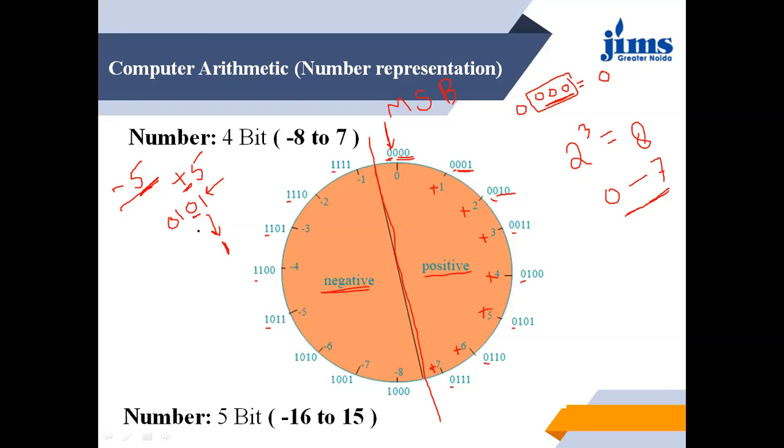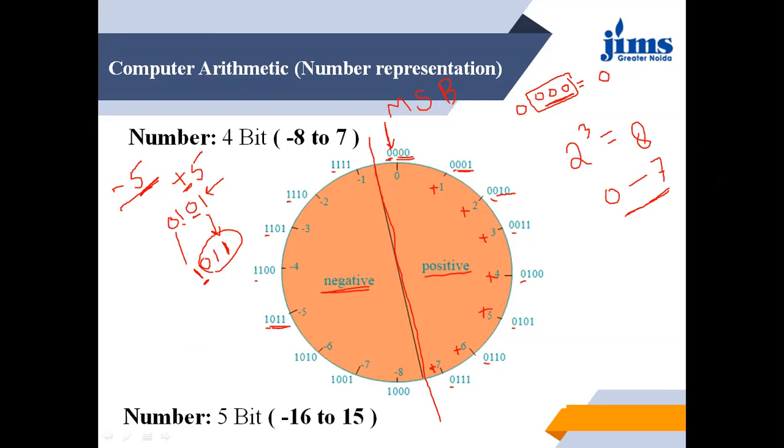So instead of 0, now it is 1. Instead of 1, it is 0. And instead of this 0, this is 1. So from here also you can see that this tells us this is a negative number. And this is the representation of -5. You can confirm this from here that this is 011 and this is also 011. So this is the representation of -5.